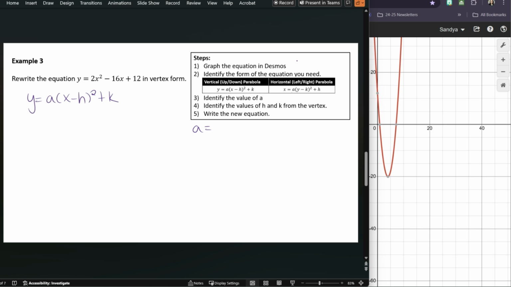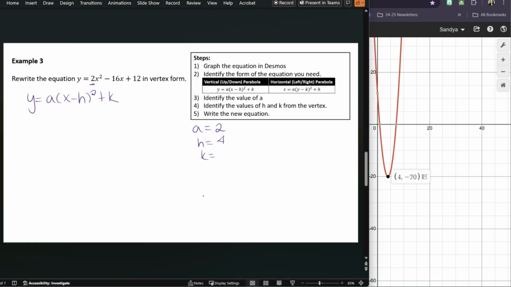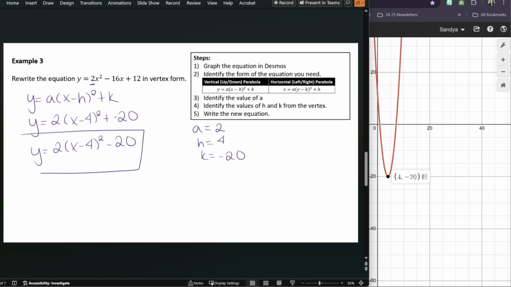Let's identify the values of a, h, and k that we need to write this equation. So a is 2 because that's the coefficient of the x squared term. For h and k, let's click on the vertex. You can see the coordinates are 4, -20. So h is 4, k is -20. Let's plug everything in. So we have y equals 2 times (x minus 4) squared plus -20. The plus negative I turn into a subtraction. So I have 2 times (x minus 4) squared minus 20.